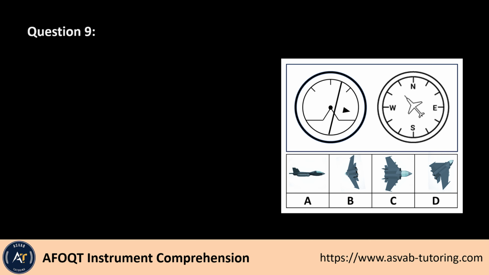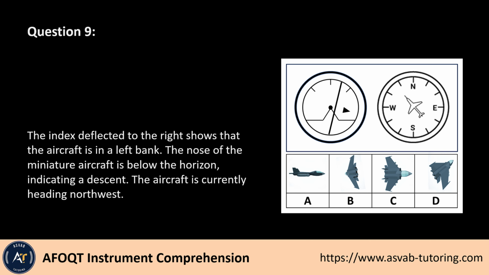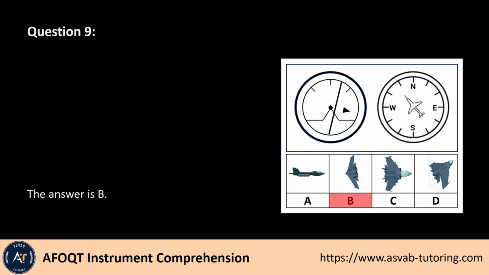Question 9. The index deflected to the right shows that the aircraft is in a left bank. The nose of the miniature aircraft is below the horizon, indicating a descent. The aircraft is currently heading northwest. This indicates option B is the answer.